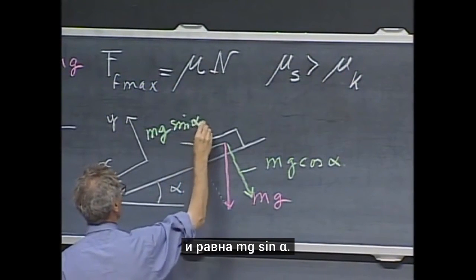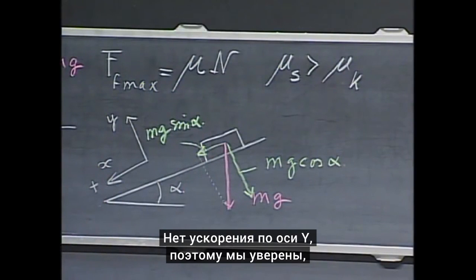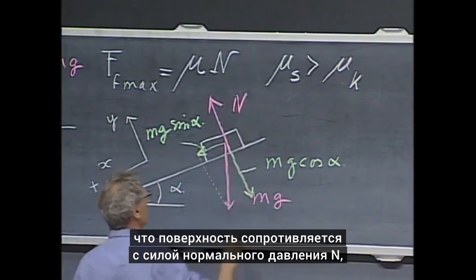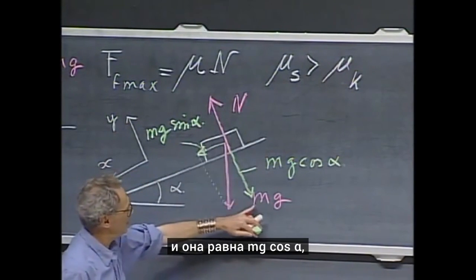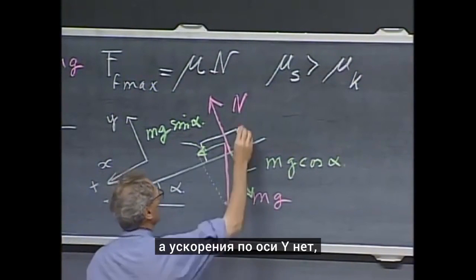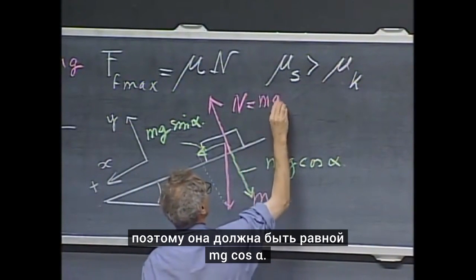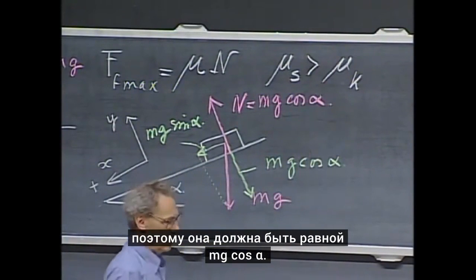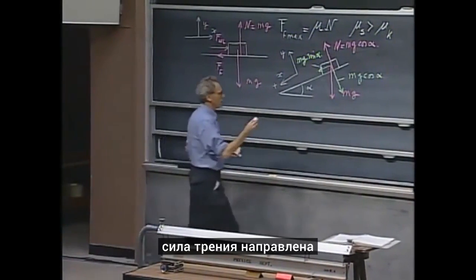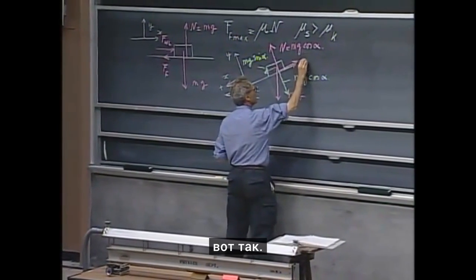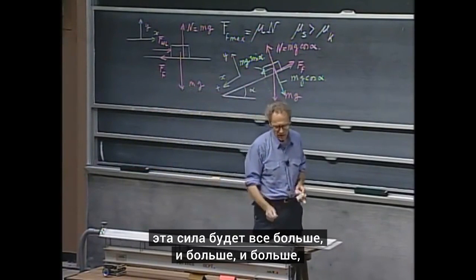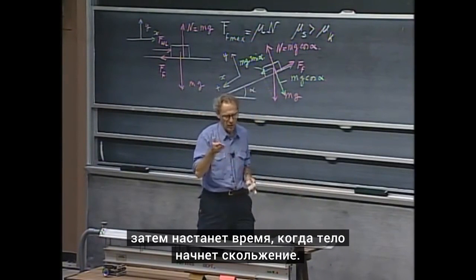There is no acceleration in the y direction, so I can be sure that the surface pushes back with a normal force N, and that normal force N must be exactly mg cosine alpha, because those are the only two forces in the y direction, and there is no acceleration in the y direction. Now this object wants to slide downhill. Friction prevents it from doing so. So there's going to be a frictional force in this direction. And as I increase the tilt, this frictional force will get larger and larger and larger, and then there comes a time that the object will start to slide.